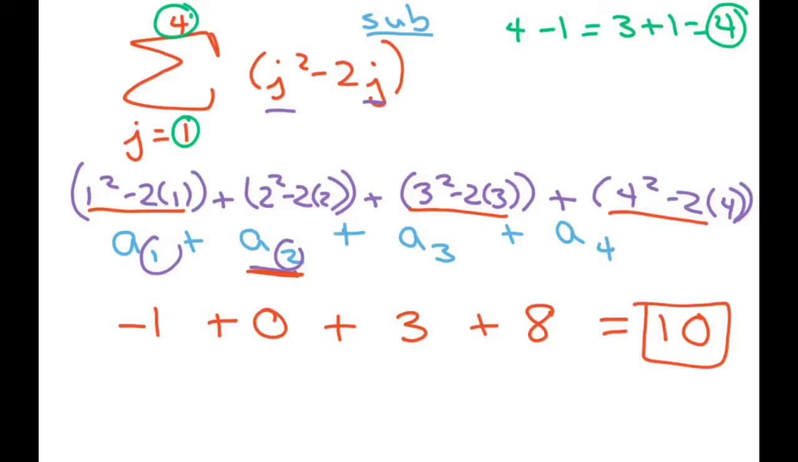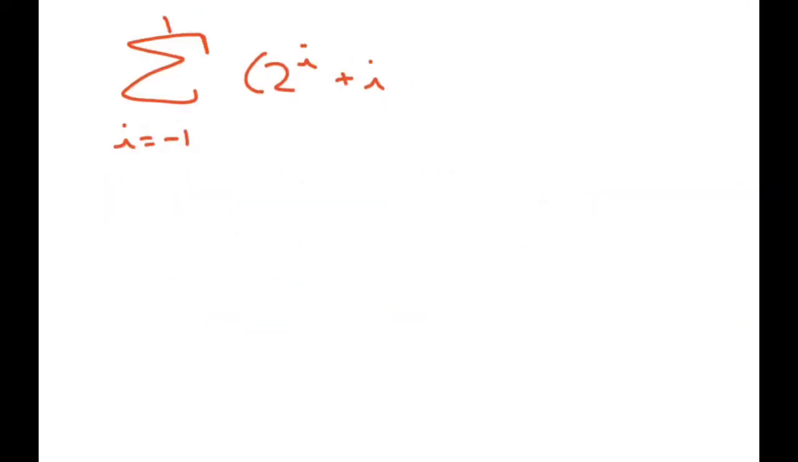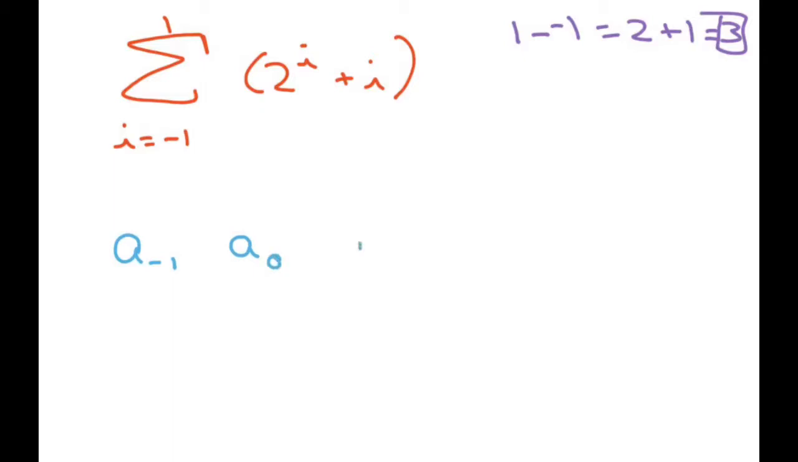And our last one, the second one, we have this one. So we want to subtract to see how many terms we have. So 1 minus a negative 1 equals 2. Then you add 1. So we should have 3 terms. Or you could write it out as a sub negative 1, a sub 0, a sub 1, and that's going to give you your 3 terms.